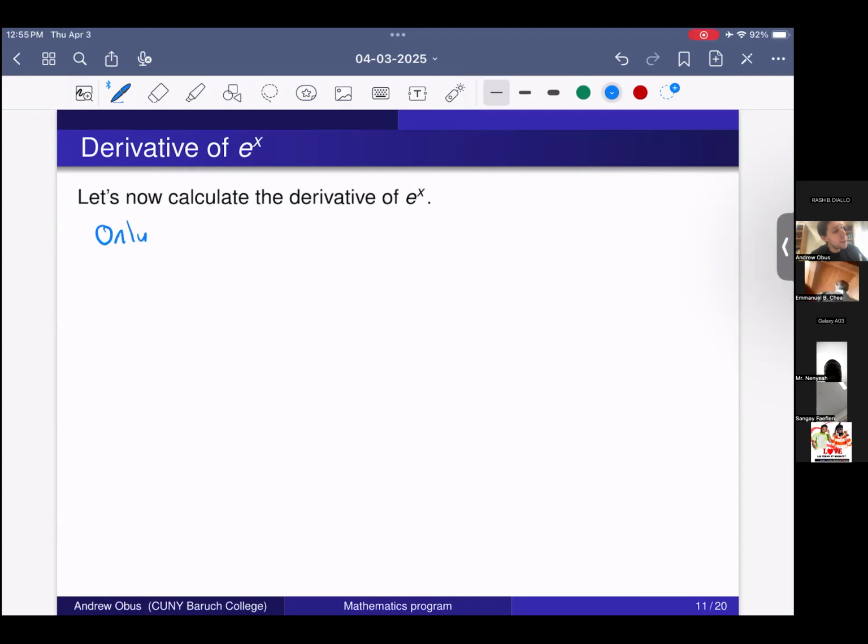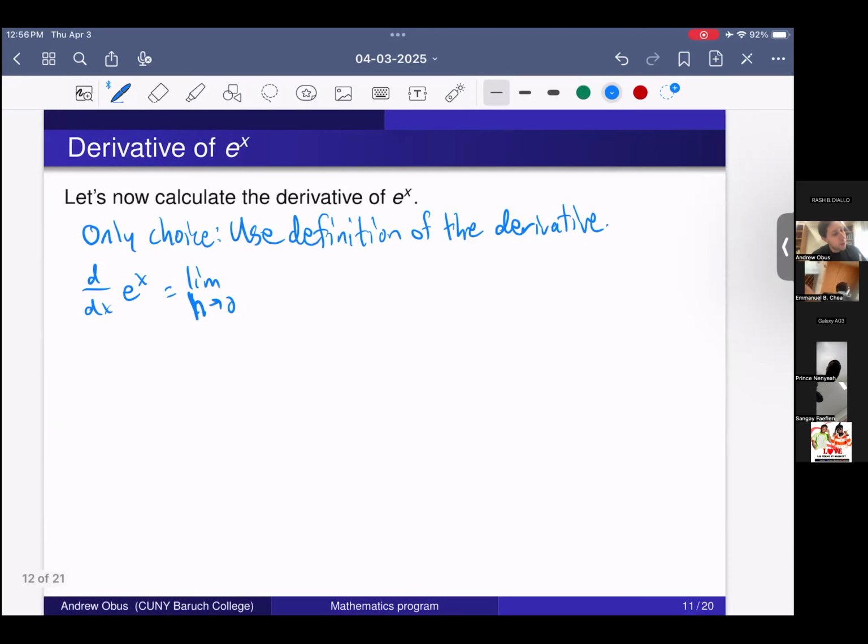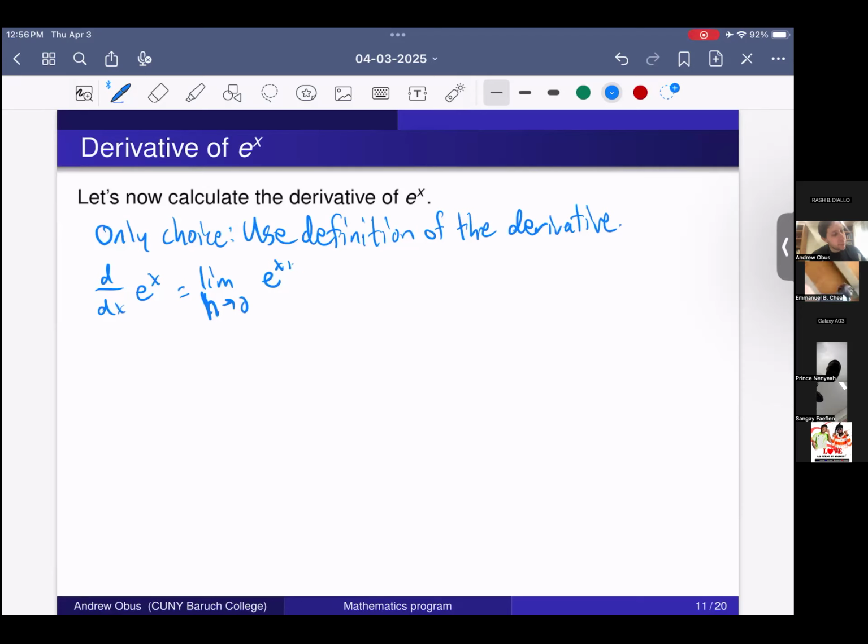So our only choice is to use the definition of the derivative, right? What that means is that the derivative of e to the x, remember by definition, is the limit as h approaches 0 of e to the x plus h minus e to the x divided by h.